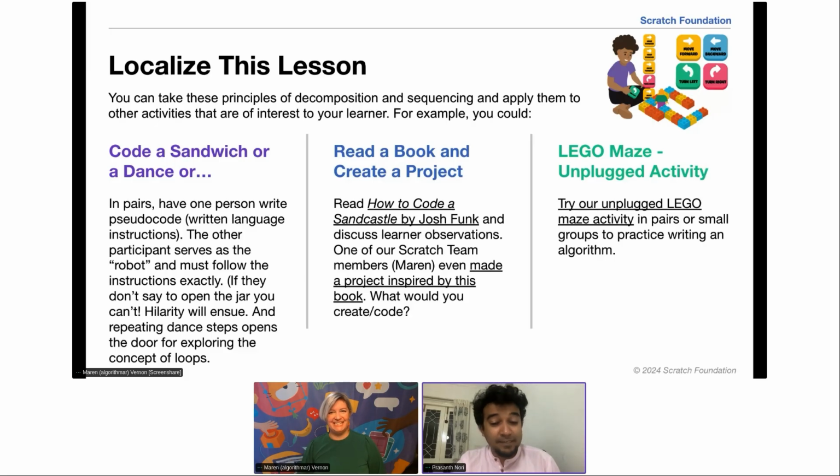So facilitators should really be encouraging participants to share ideas of how they might localize some of this. And I'd love for even us to ask you, how would you localize some of these activities? You could drop that in the chat.